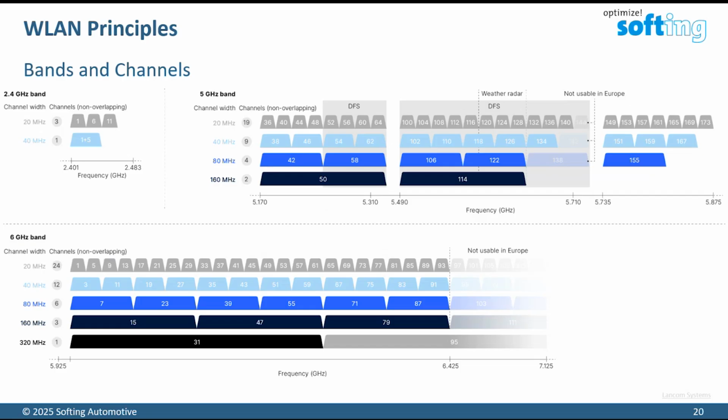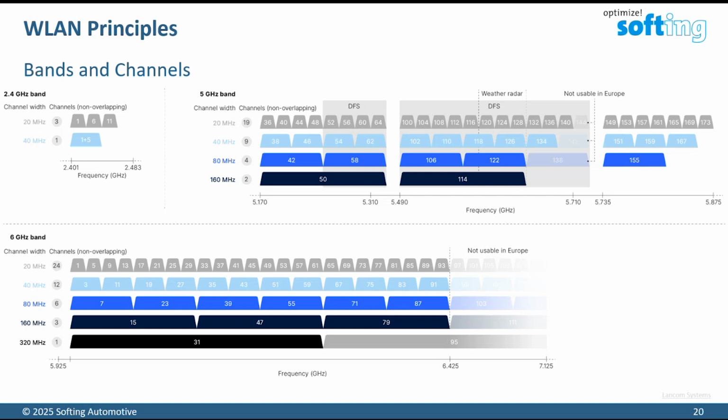So something about the Wi-Fi principles. I'm going to start with the bands and channels. I told you about the different bands. Depending on the data rate, you can use a different channel size, broader or smaller channels. For example, in the 5 gigahertz band, you can use 20 megahertz, 40 megahertz, 80 megahertz, or 160 megahertz channels.